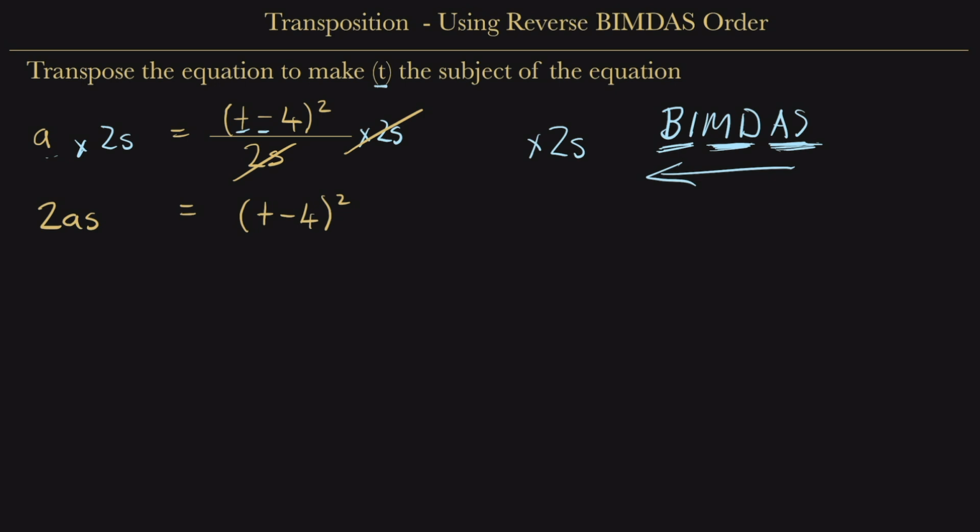Now for our next step, we need to go back to the BIMDAS and okay, now we're going to look again. Do we have addition and subtraction? No, because that's all contained within one term. Do we have multiplication and division to get the t by itself? No, we don't. But we do have an indice, which is this squared here.